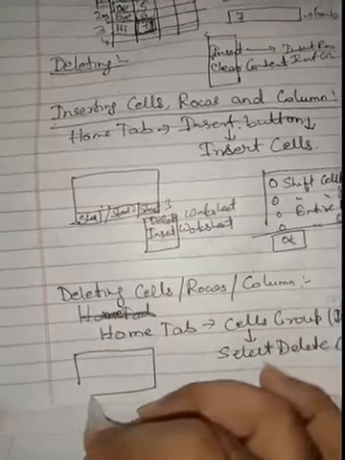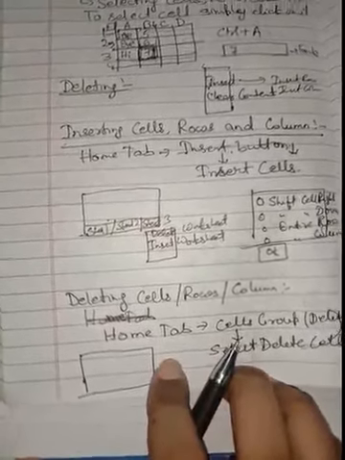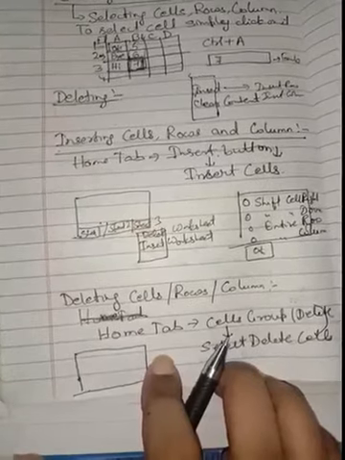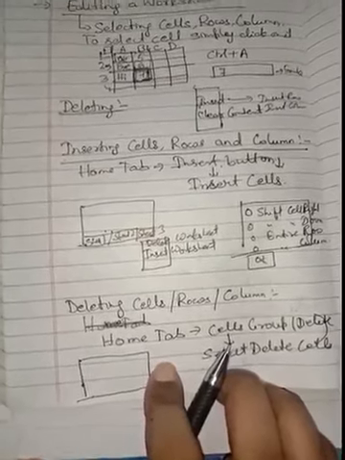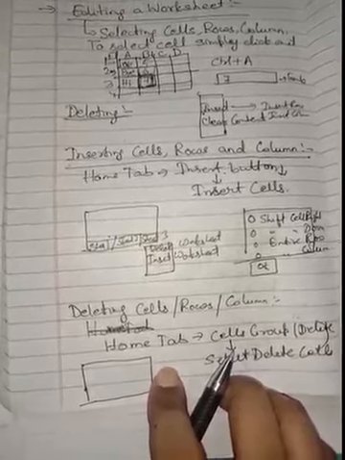A delete dialog box will appear before us. It will want to know whether we want to shift cells left, shift cells up, or delete the entire row or column. So we can select any of the options that we have before us. This will be a delete dialog box.